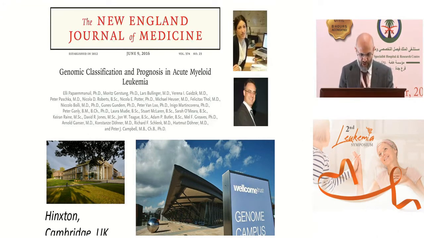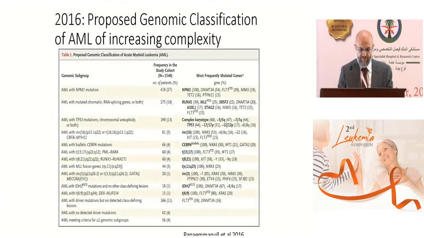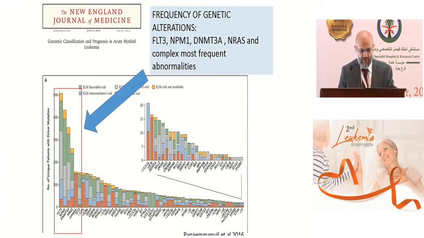And this was the publication. That was Eli Papa Emmanuel, who many of us would have heard at either EBMT or ASH or EHA, and Peter Campbell. And they came up with this. It was a collaborative study between the UK and Germany and many other centers, where they subtyped AML according to the cytogenetics and the mutational profile. And that is essentially what you get.